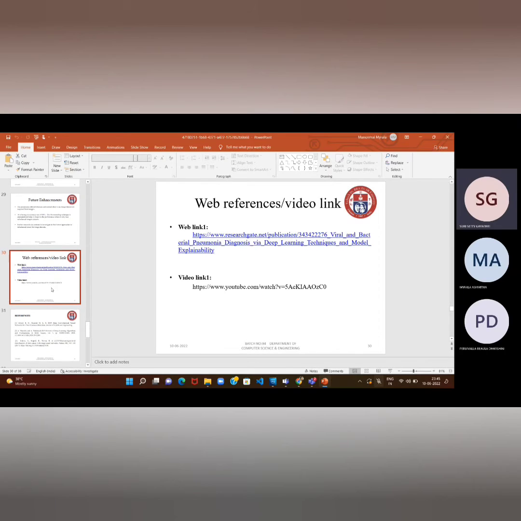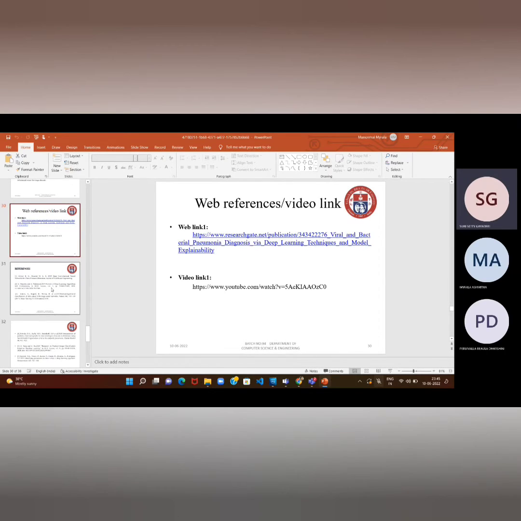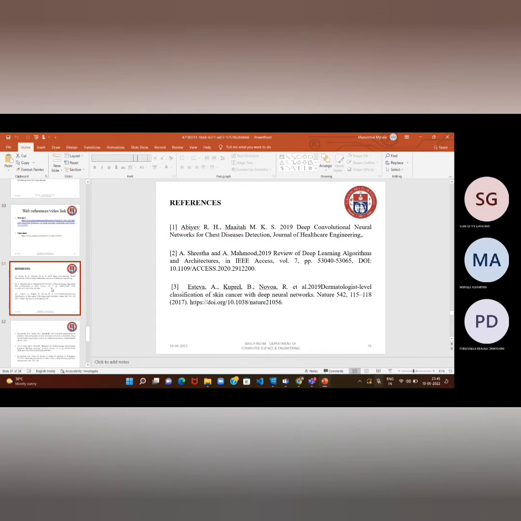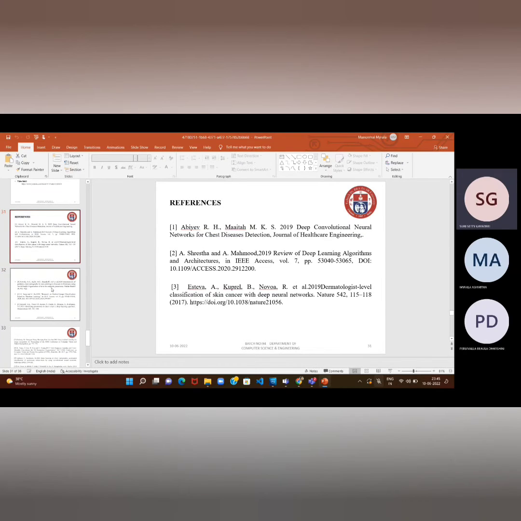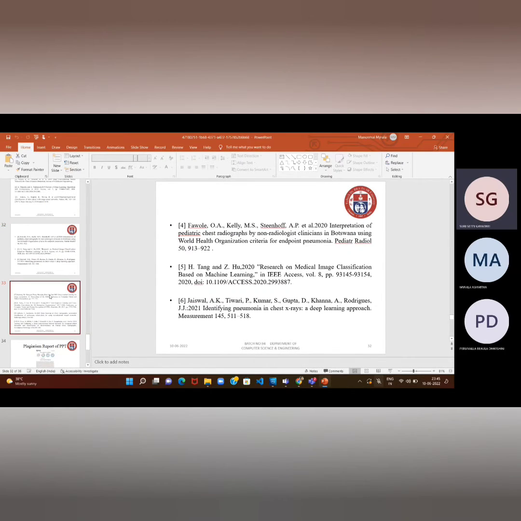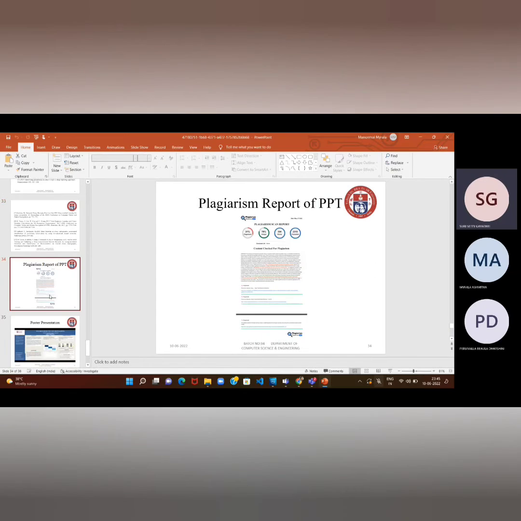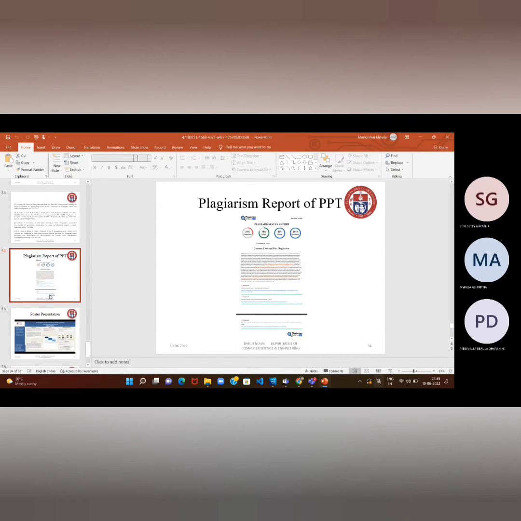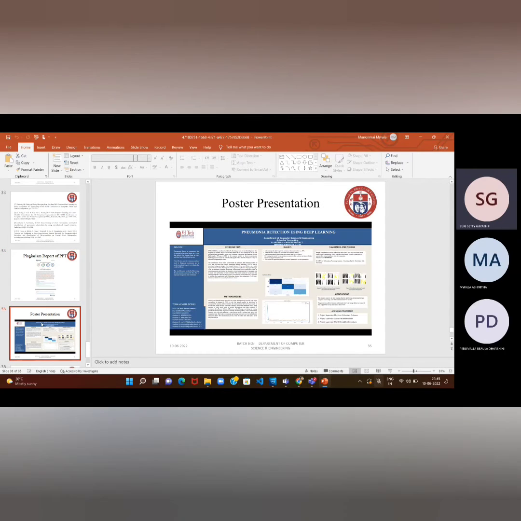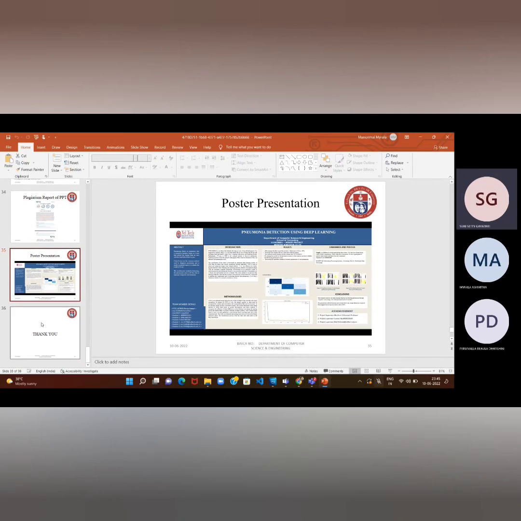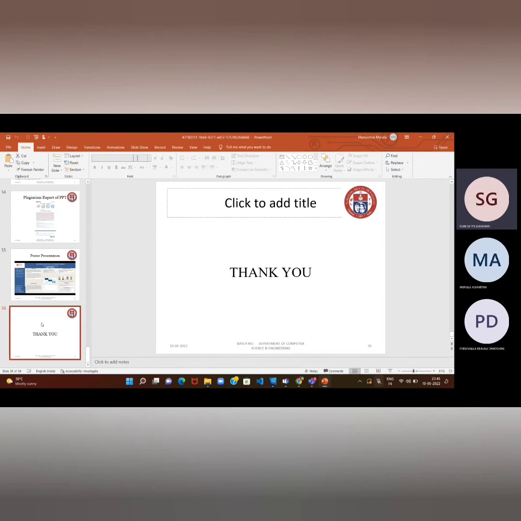These are the web references we have referred to. And these are the references we have referred to. These are the pages which we have referred to. And this is our plagiarism report for the PPT. And this is a poster presentation which we have made. And thank you.